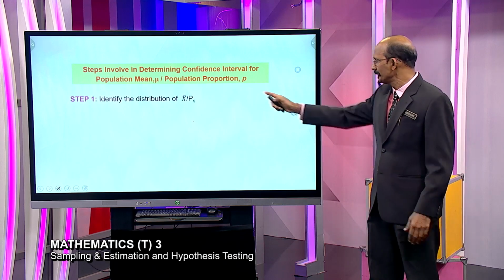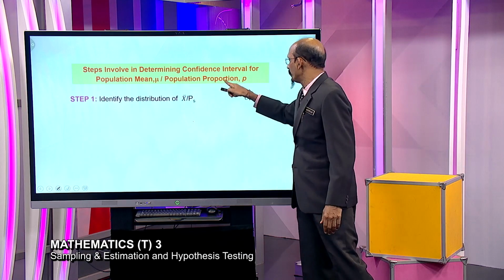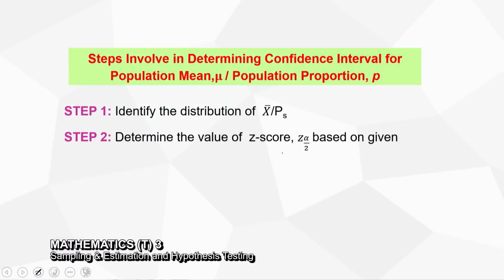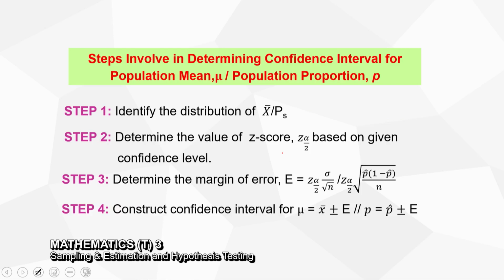Step 1, identify the distribution of what you are referring to, whether population mean or population proportion. Then step 2, you determine the value of the Z score based on the given confidence level. And then you need to determine the margin of error. Some use E, some use H, doesn't matter, but the formula remains the same. The first one is the formula for population mean. The next one is the formula for population proportion. Next we have to construct the interval by using this formula.